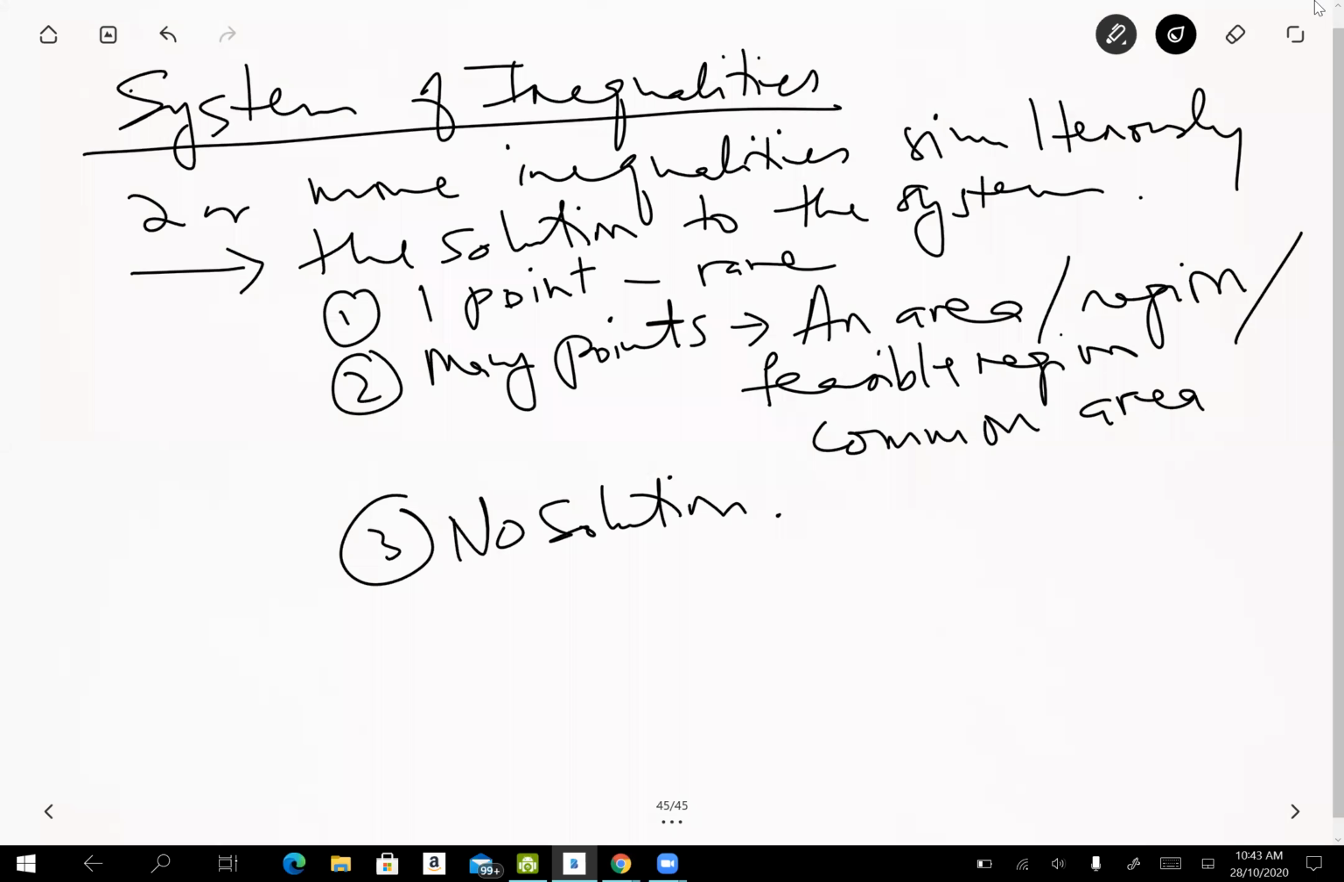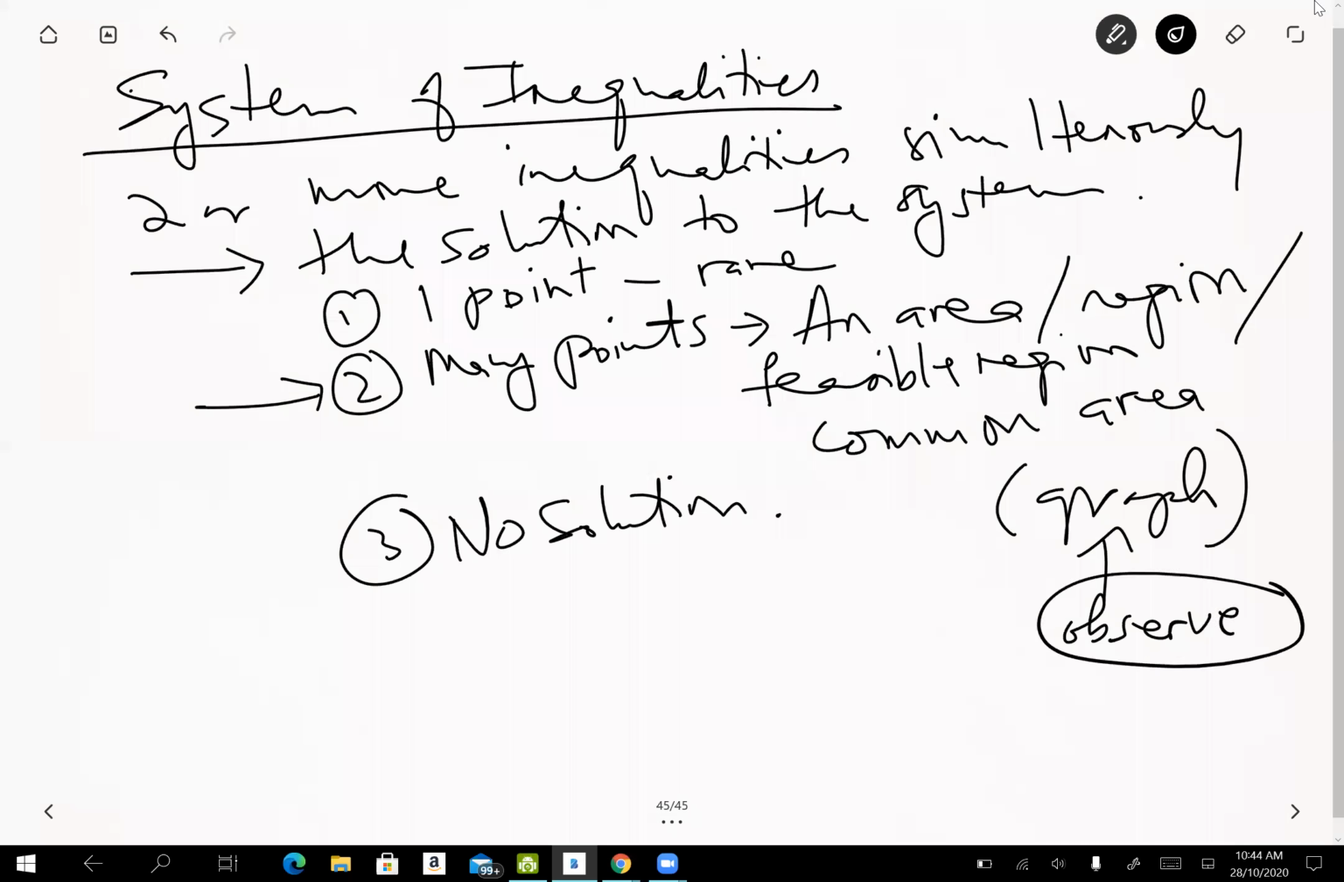So we are interested in doing this one, many points. If there is no solution, then you cannot find the solution. And we do this, of course, by using the graphical method. So it's just by observation. You draw the graph, you observe, and then identify, and then you make the conclusion. So how do we identify the points that will be the solution? Specifically, that will be number 2.